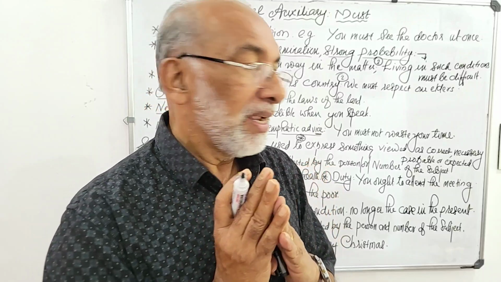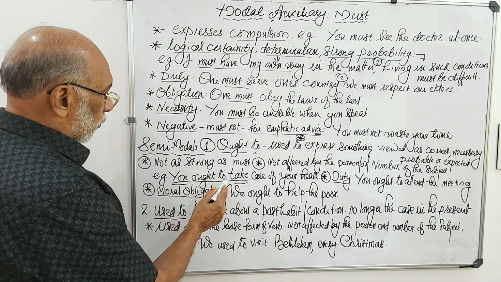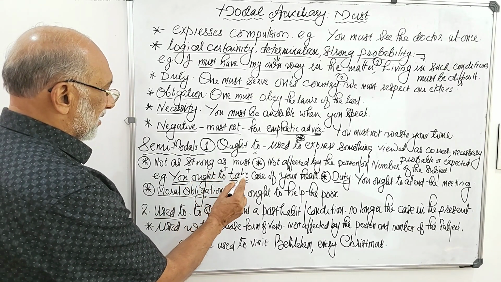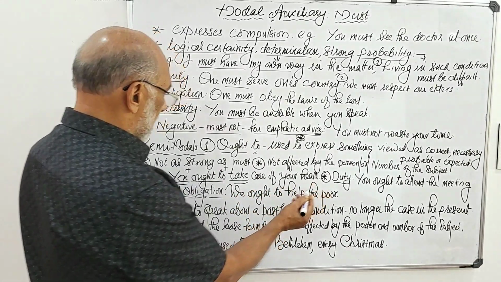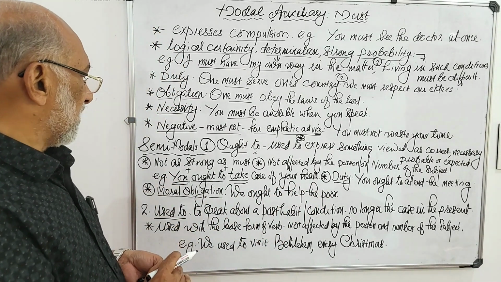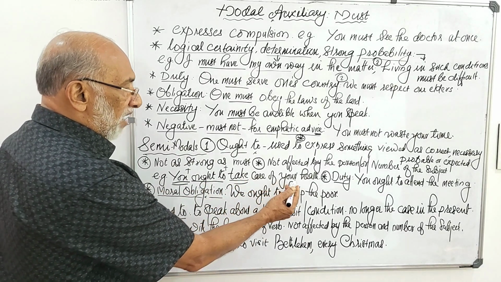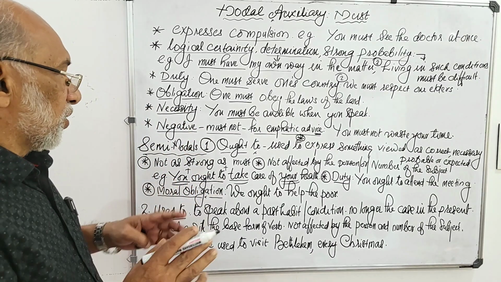I think it's very clear. So use the base form. You ought to plus, so subject plus ought to plus the base form of the verb. You ought to take care of your health. Suppose you change the subject, we, no change, we ought to take care of our health. That change must be there, the change in pronouns, that's all.